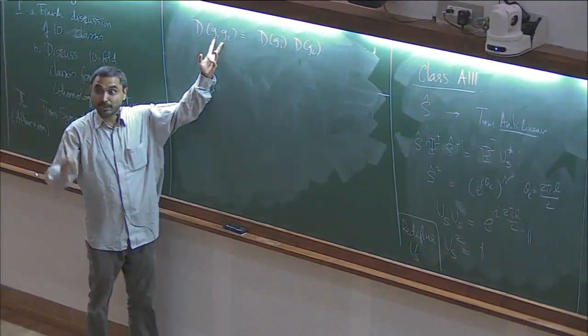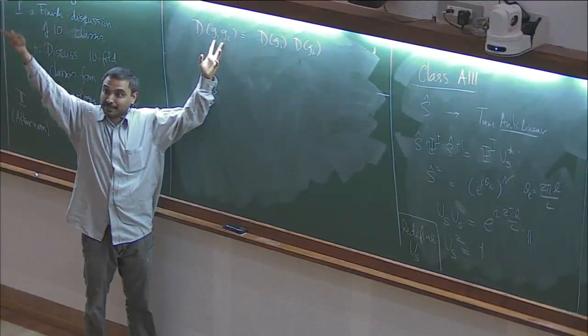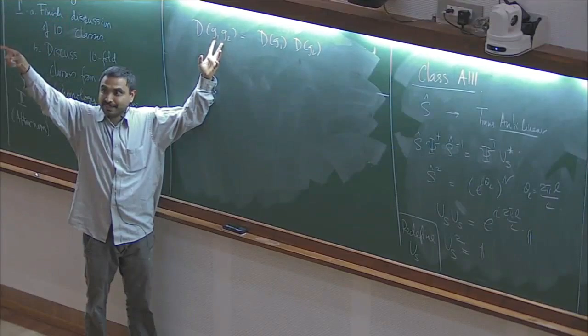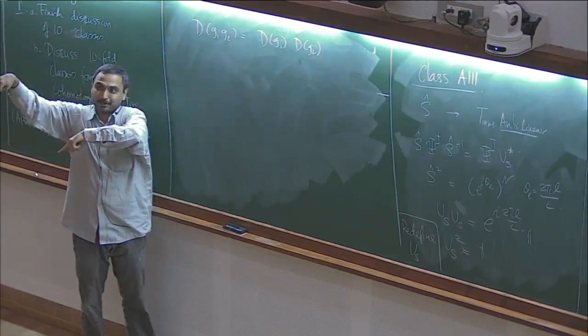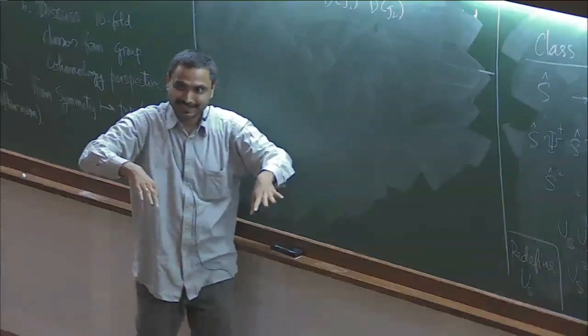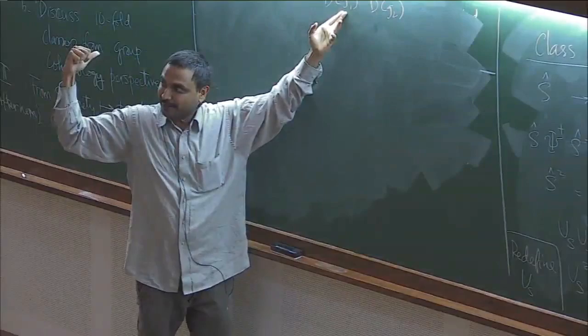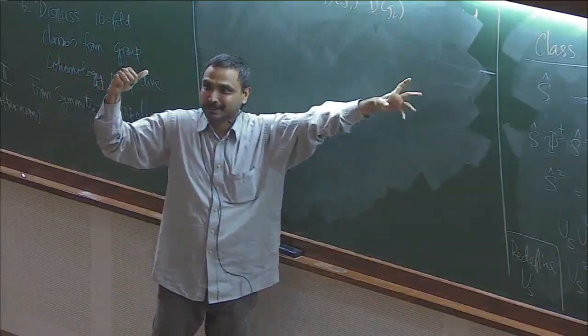This G1 G2 is the abstract group multiplication. So it's a new group element. G1 G2 is a new group element. There is a matrix associated with that group element. That's what this D of G1 G2 is. That matrix is equal to the matrix associated with G1 multiplied by the matrix associated with G2.